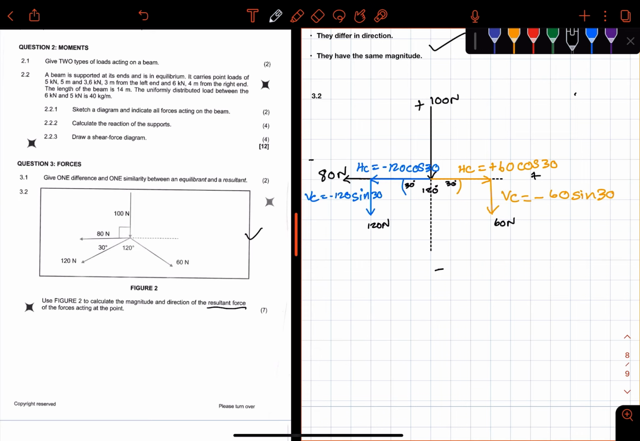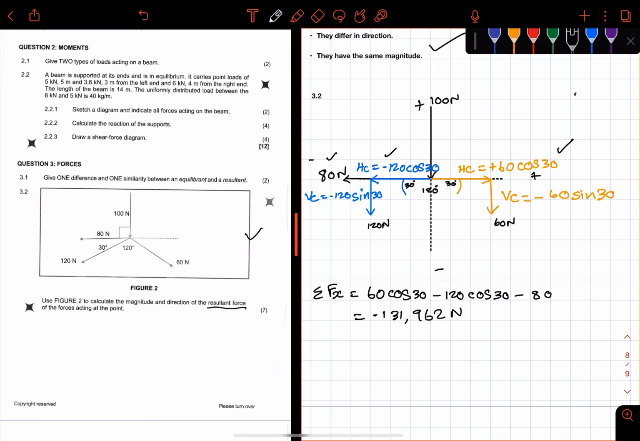So first, let's look at sum of forces in the x direction. Sum of forces in the x direction is equal to what? Forces in the x direction, you have this horizontal component, you have the 80 newtons, and you have this horizontal component, right? So you add them up. So this will be 60 cos 30 degrees minus the 120 cos 30 minus the 80. And if you punch that in your calculators, you're going to get negative 131.962, right? These forces are in newtons, therefore newtons.